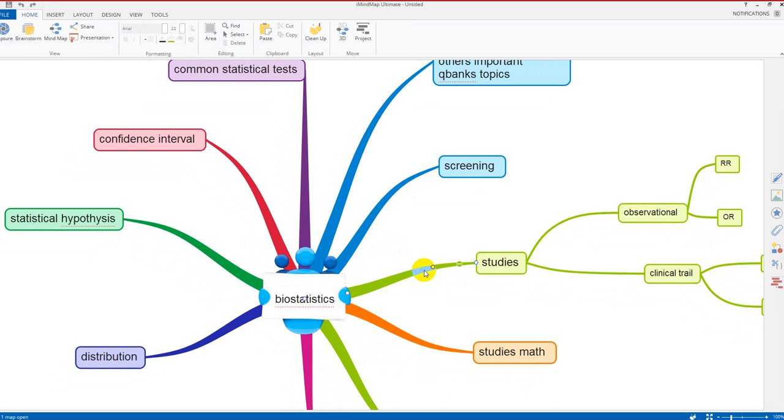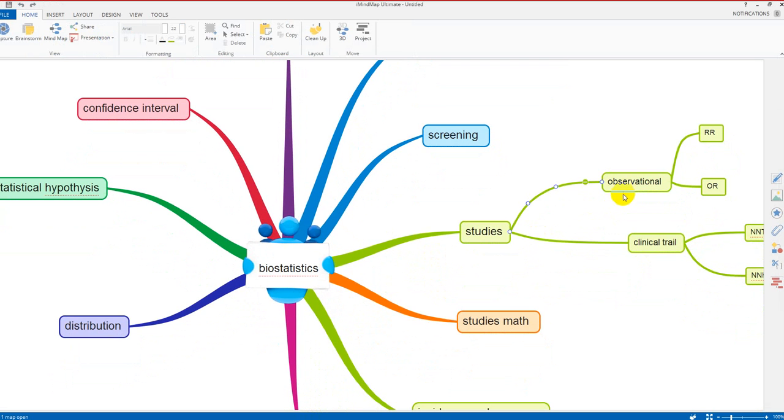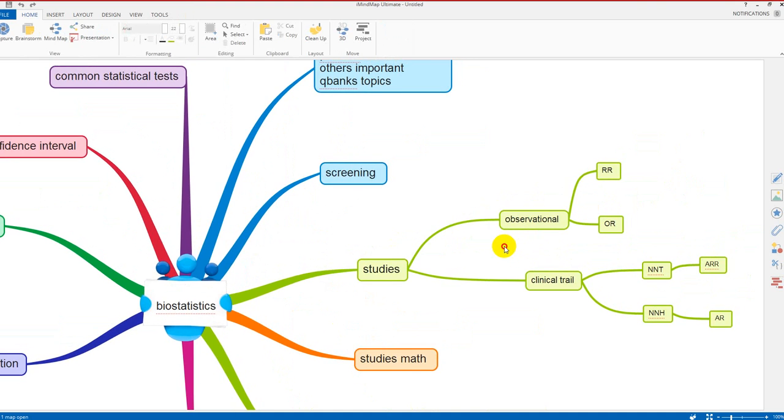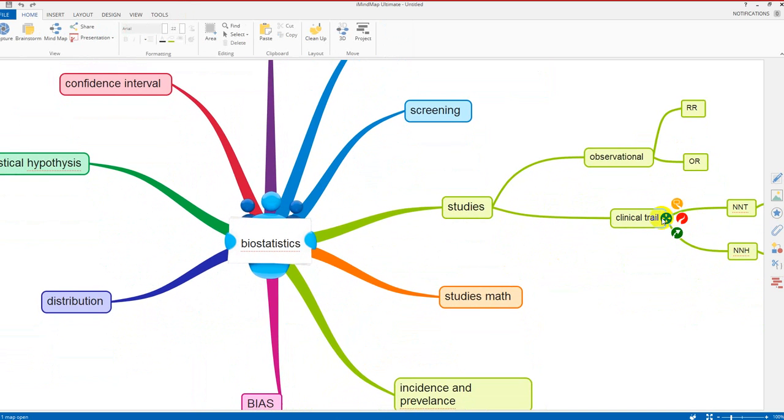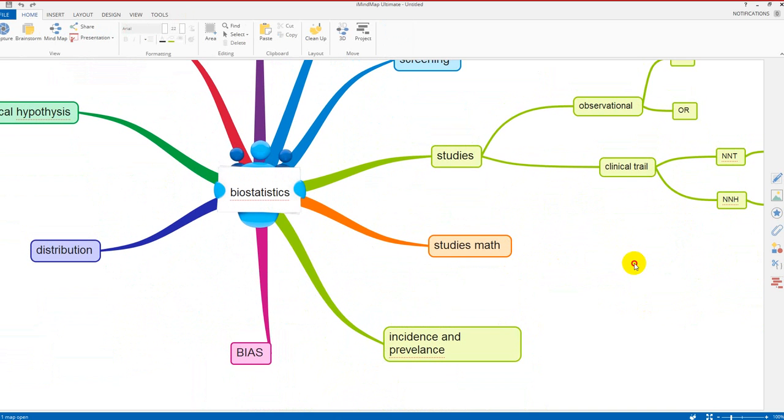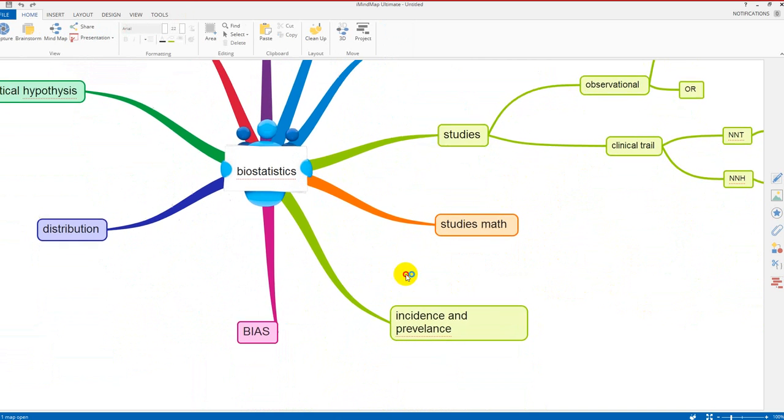Okay, so that's the observational mathematics, right? We will review them once we go to the confidence interval as well, just to make sure more. The clinical trial as well. We will do them one more time. The studies math is what we have already been talking about. Now we will complete it.